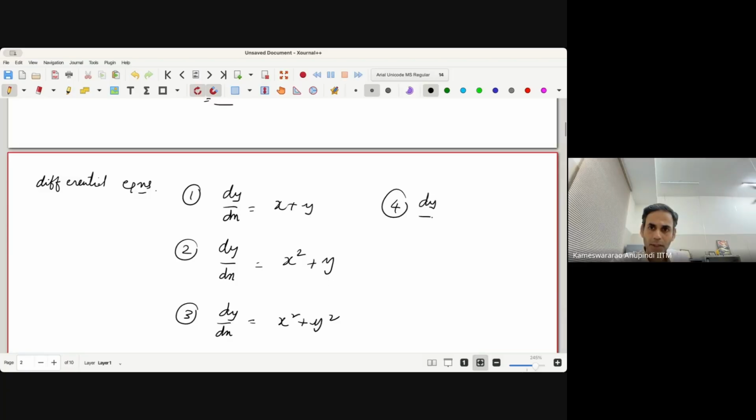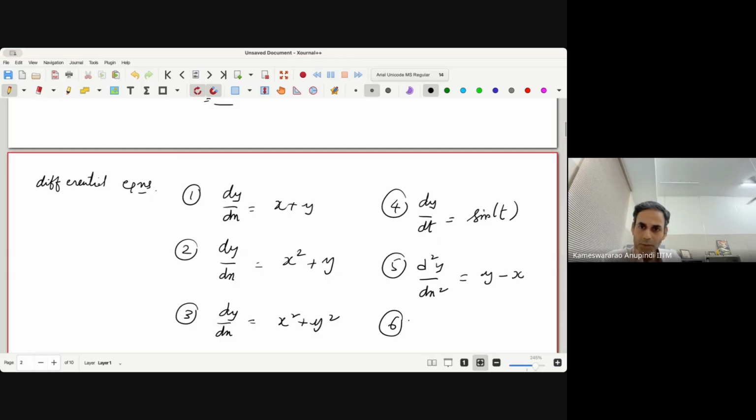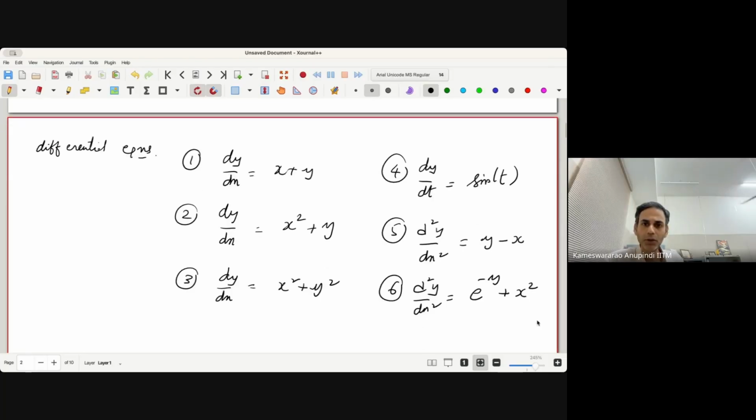Fourth one is, let us say, dy/dt equals sine of t. Fifth one is, let us say, d squared y by dx squared equals y minus x. Sixth one is d squared y by dx squared equals e to the power minus y plus x squared. Okay, so let us see which one of these are actually linear and which one of these are non-linear. Which of these are linear, which are non-linear?